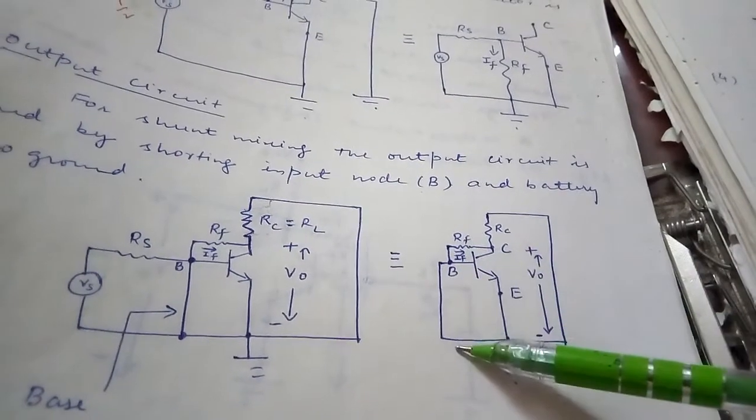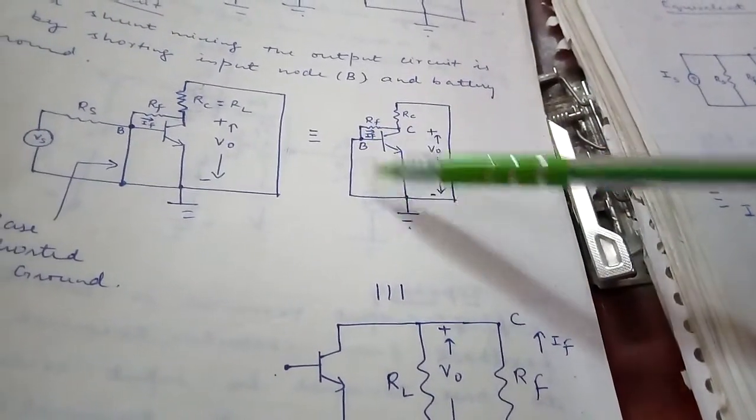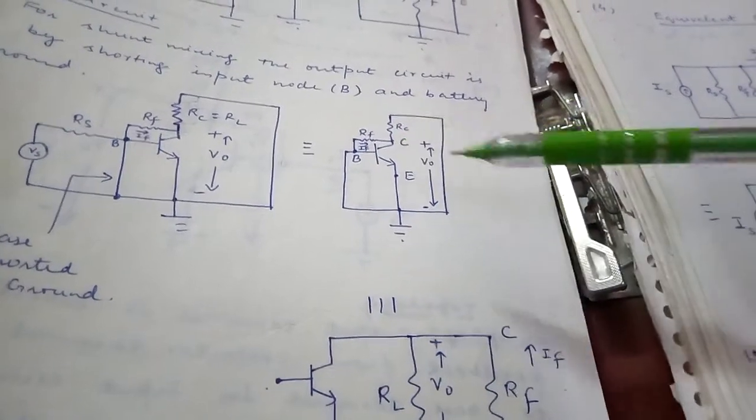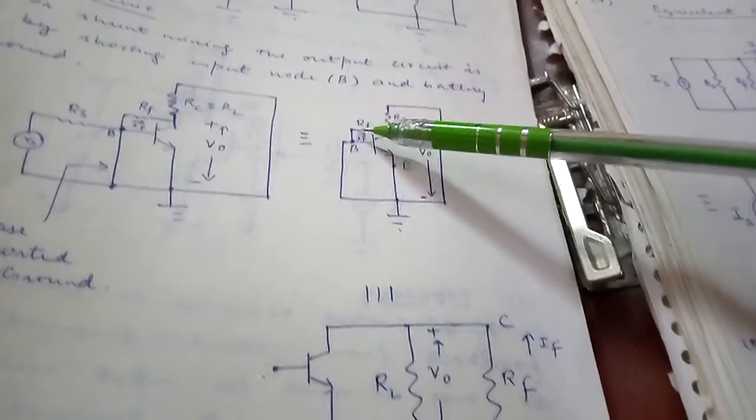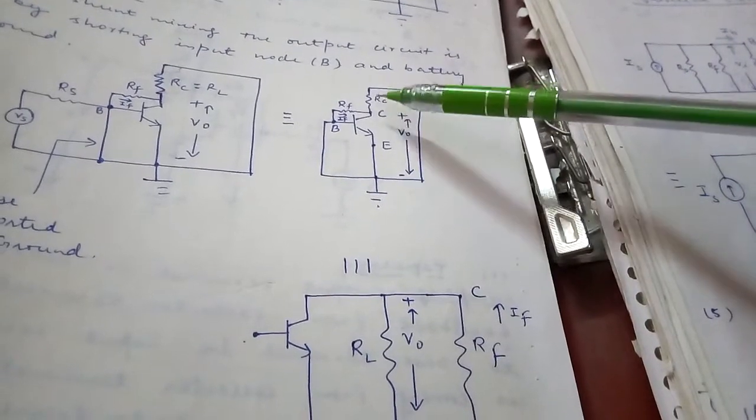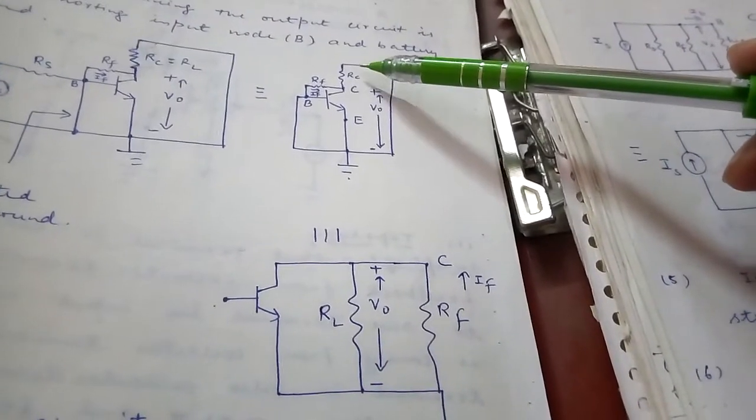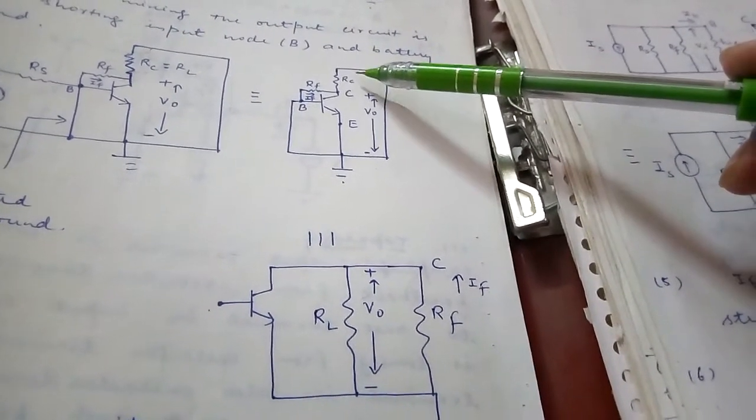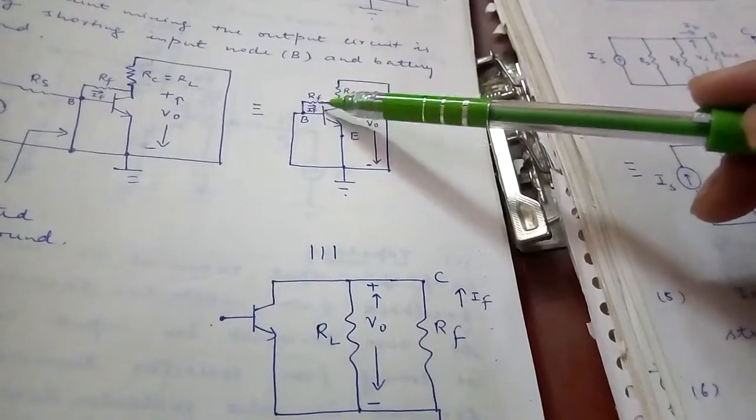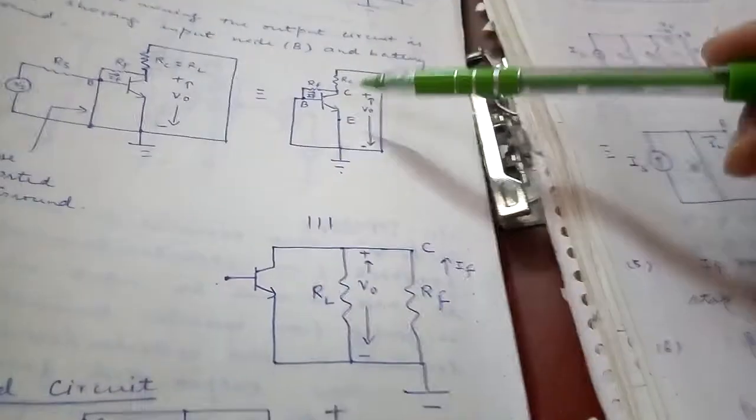Because this is shorted, again this can be redrawn like this, because one terminal of RF is grounded now, one terminal is connected to collector. So this RF now has come in parallel to RC, because here also one terminal of RC is connected to collector and the other is grounded. So RC, which is basically your RL, the load resistance, comes parallel with RF, or we can say RF comes parallel with this RC. So this circuit can be redrawn like this. So this is our output circuit now.